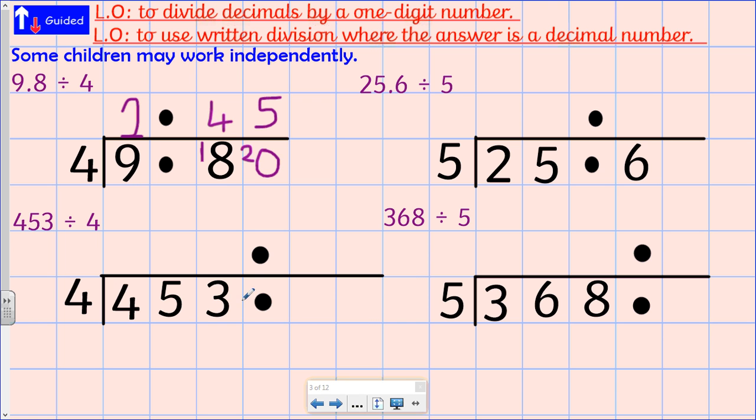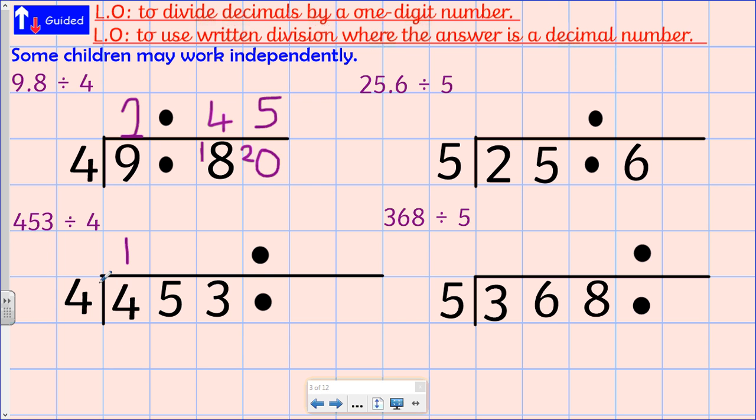So again, I've set it out, I've put the decimal points in, and I've extended this a bit already to help you. So we start over here. How many times does 4 divide into 4? What's 4 divided by 4? Well, it's 1. Okay, just a little reminder that that is actually 400 people.